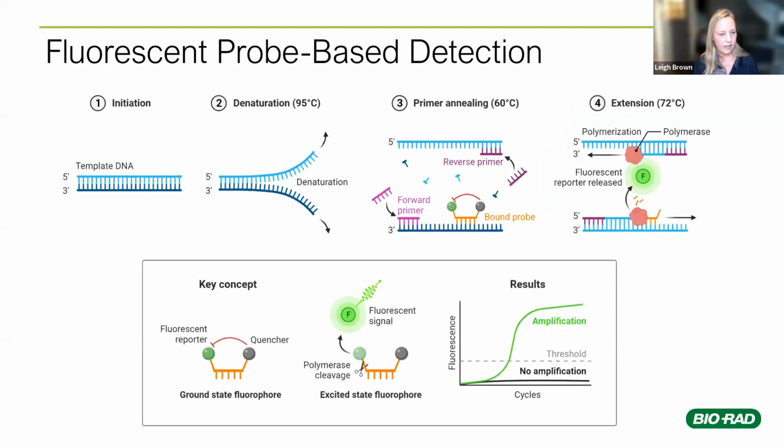So again, here we have our initiation, denaturation. We have the primer annealing. Here's our probe right here, right? And so this fluorophore is quenched by the quencher right here. Once DNA polymerase comes along, that will be hydrolyzed. So we'll cut that, and that fluorescent reporter will be released. And that is what the real-time system is going to detect now. Okay, so that fluorescent signal is only detected once that probe is hydrolyzed from the template.